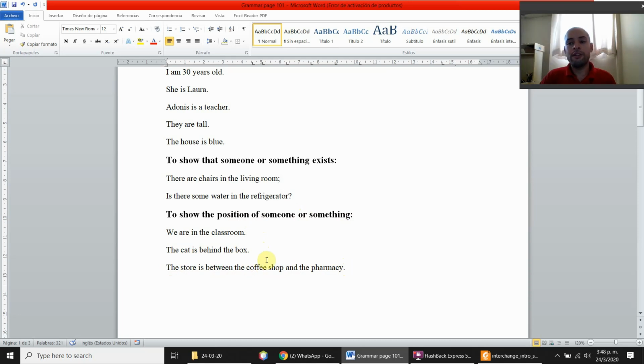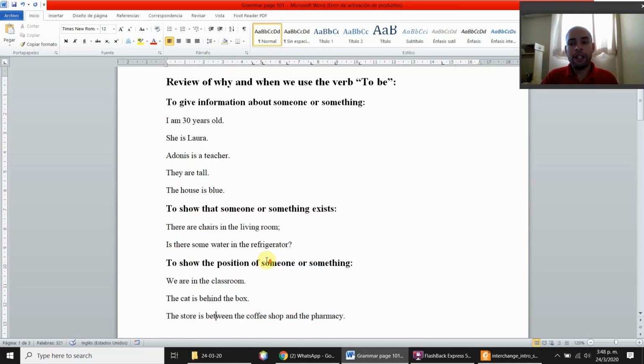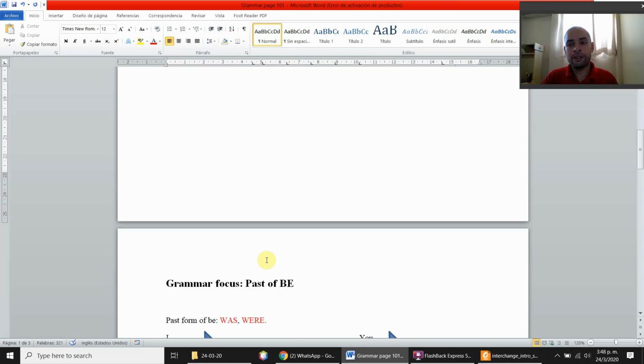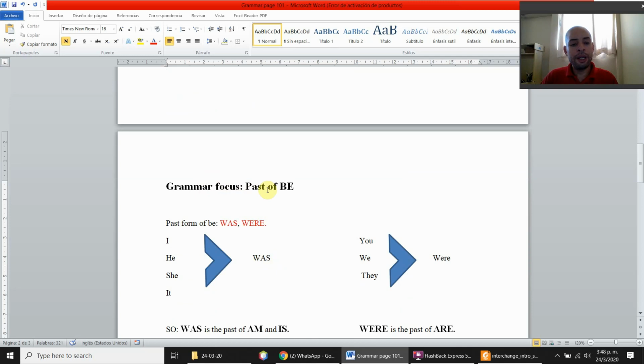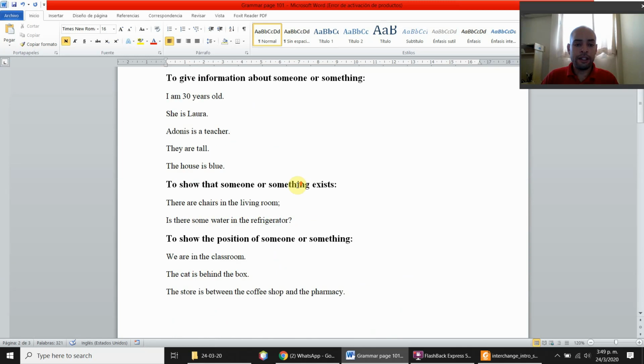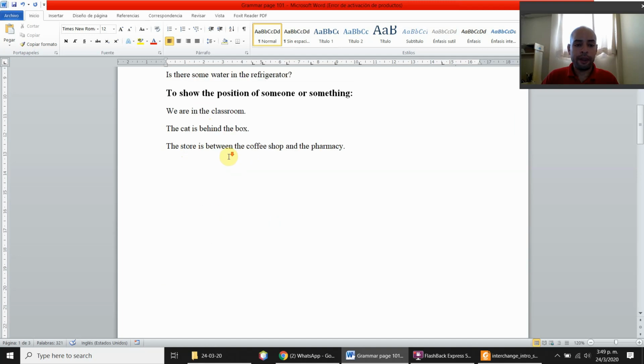So those are the basic uses of the verb be. Now, let's get into the grammar. We are using the verb be, but in the past tense. Let's check this out again. In the present tense, the verb be is conjugated as am, is, and are. Am for the first person in singular, is for the third person in singular, and are for everything else.